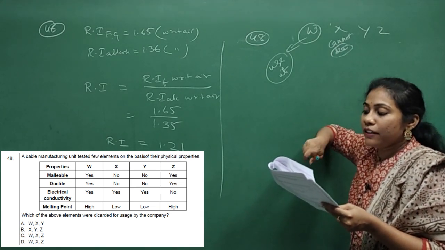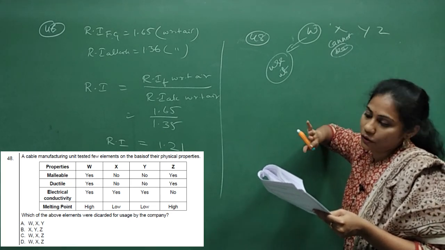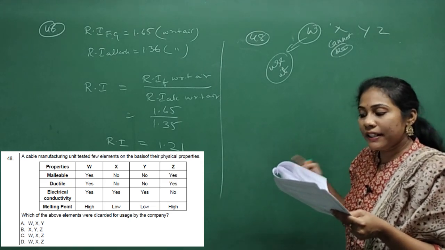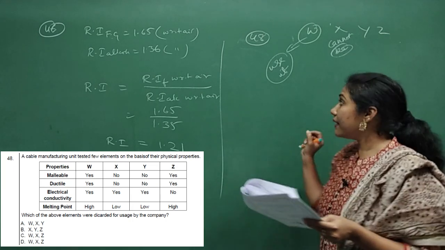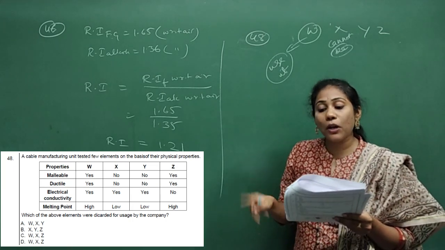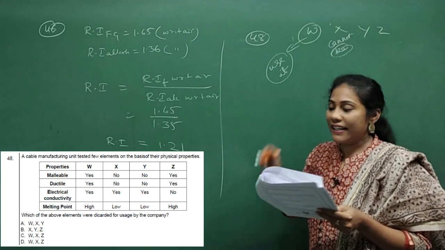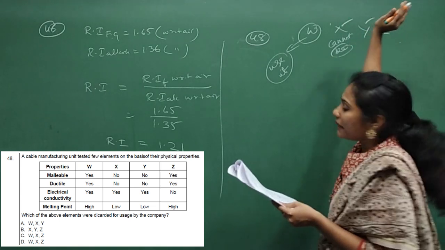And then see the information of Y: malleability, no; ductility, no. Here only you can cancel off Y. And see Z: malleability, yes; ductility, yes; electrical conductivity, no. You know, electrical conductivity is one important property that a metal must have, right? So Z can be discarded, X can be discarded, Y can be discarded.